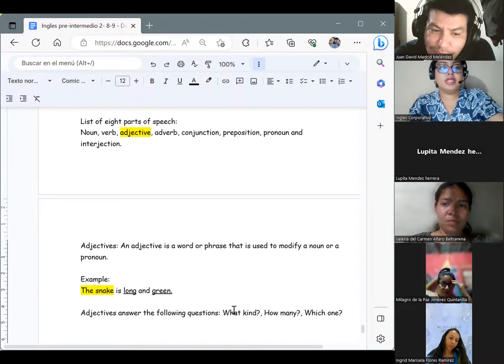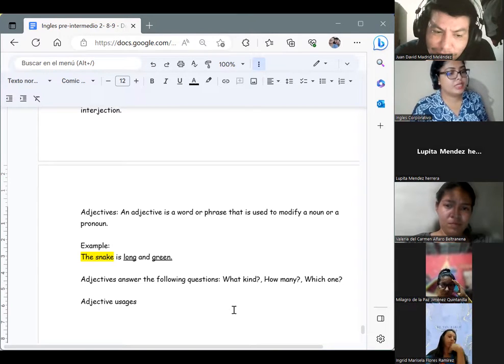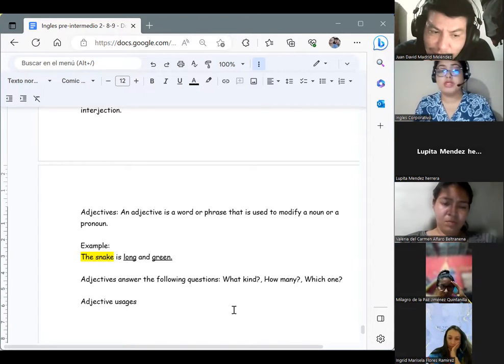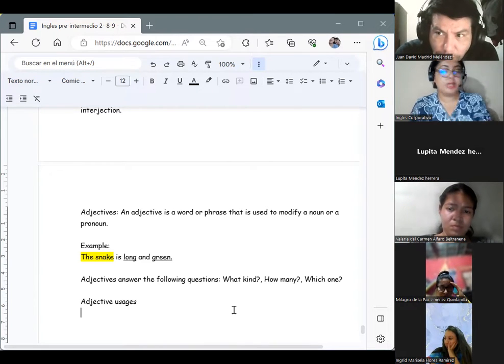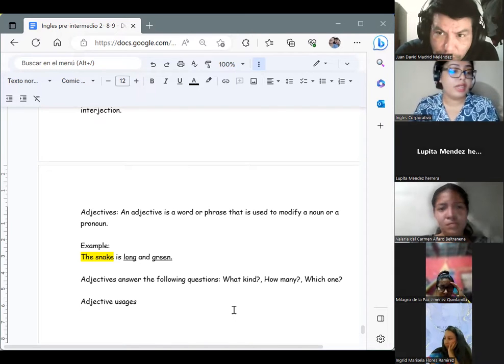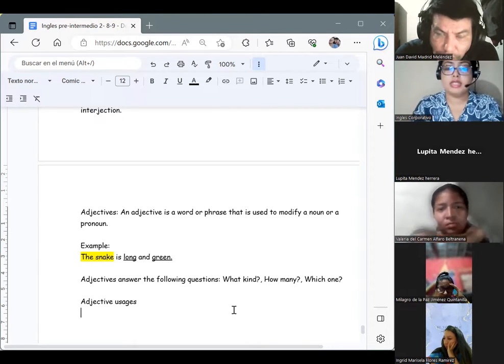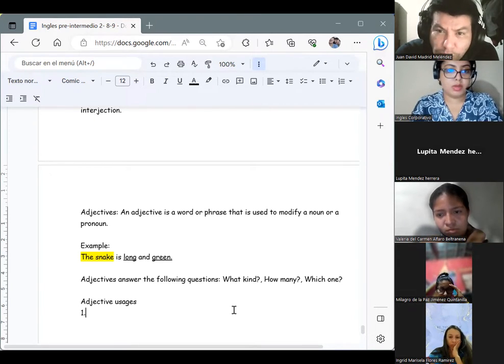Ahora, the adjective usage. And it says that if an adjective is placed after the noun or the pronoun that it modifies, it follows the form to be. So in this case, if we are after the noun or the pronoun that the adjective is modifying, it's followed by whatever form of the verb to be. Tiene que ir seguido, ¿verdad? De las formas del verbo to be. I'm going to write this one like number one.